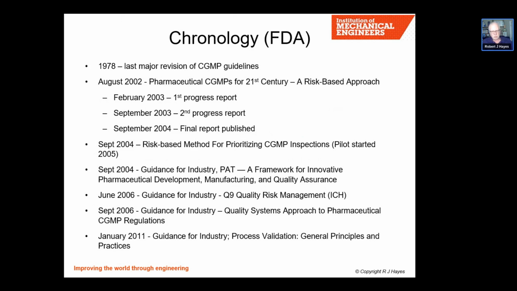So they published the final report in 2004 after a couple of years of intensive work, and they were looking not only at their own operations, but at operations within other regulatory authorities around the world. And in the same year, September 2004, they introduced a risk-based method for prioritizing CGMP inspections.